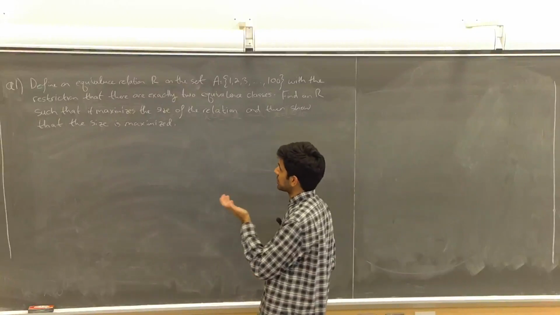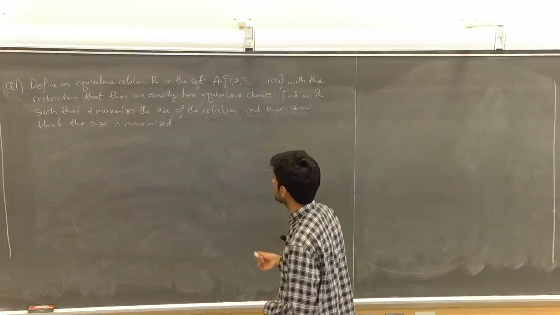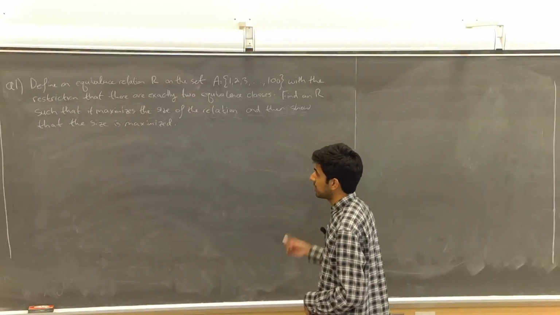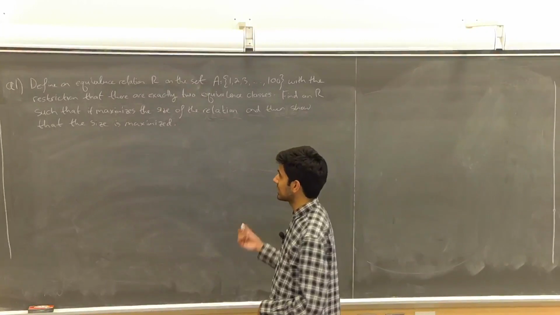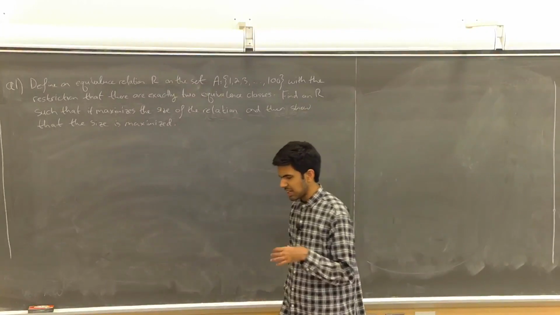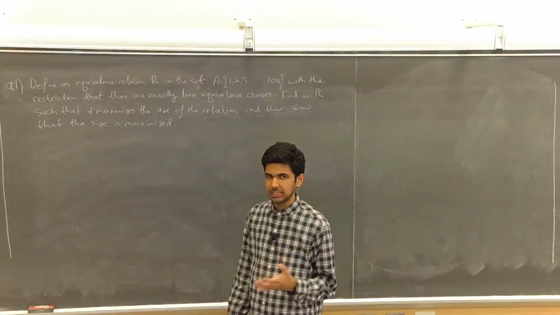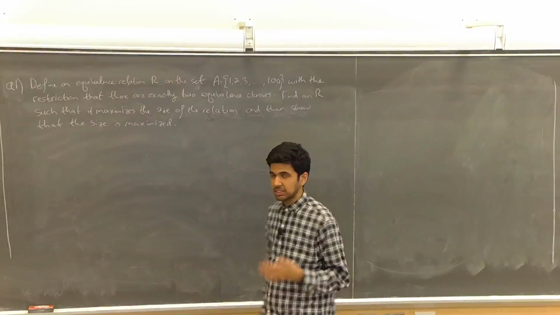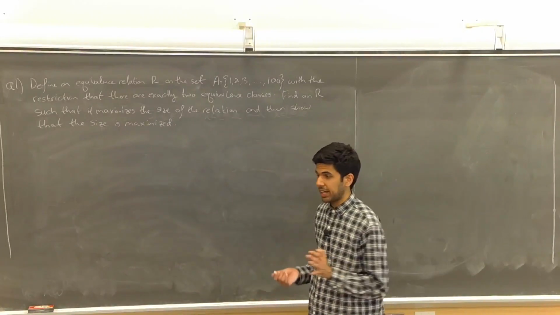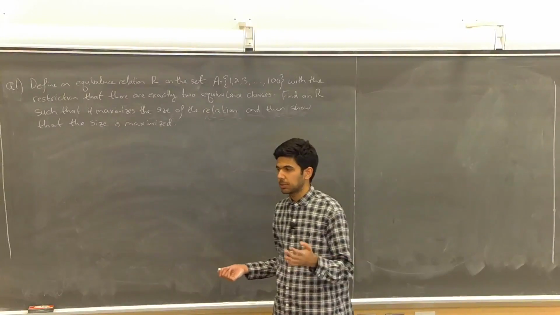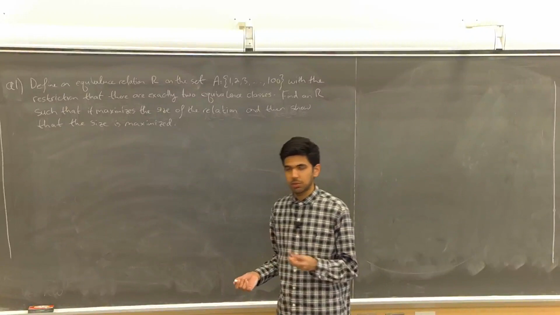Define an equivalence relation R on the set 1 through 100 with the restriction that there are exactly 2 equivalence classes. Find an R such that it maximizes the size of the relation, and then show that the size is maximized. I really struggled with this question at first, because there's a lot of things that it's asking us to do. First, we have to define a relation R, and then also ensure that it has the maximum size possible. On top of that, we have the restriction that there are 2 equivalence classes.